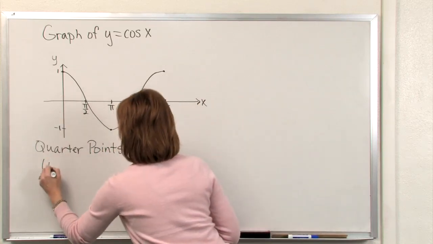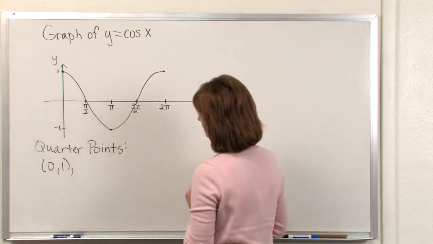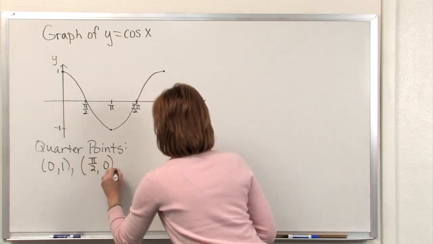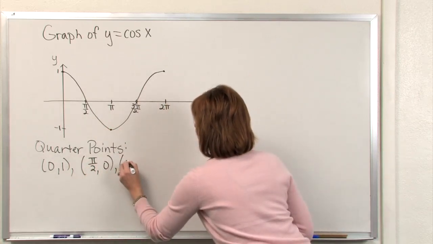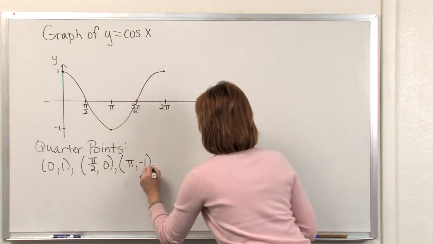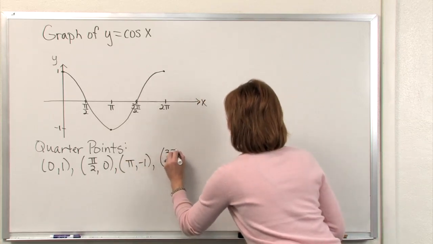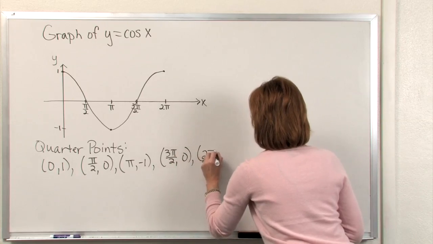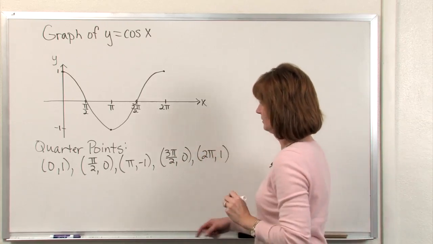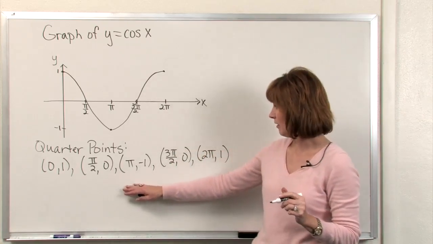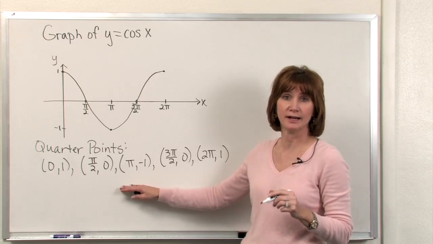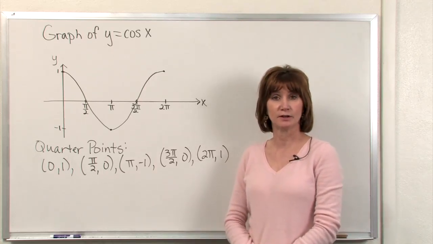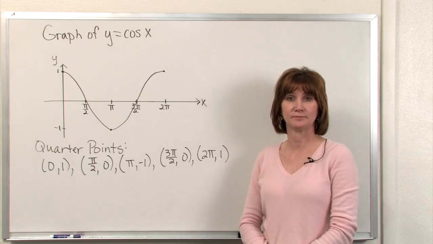Well, the first one is at 0, 1. The next one occurs at pi over 2, 0. The next point here is pi, -1. 3 pi over 2, 0, and finally 2 pi, 1. So here are the 5 quarter points for cosine x between 0 and 2 pi. You need to know these quarter points for the cosine function so you can graph it.